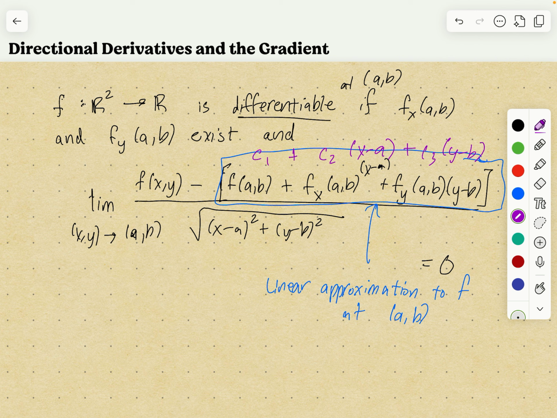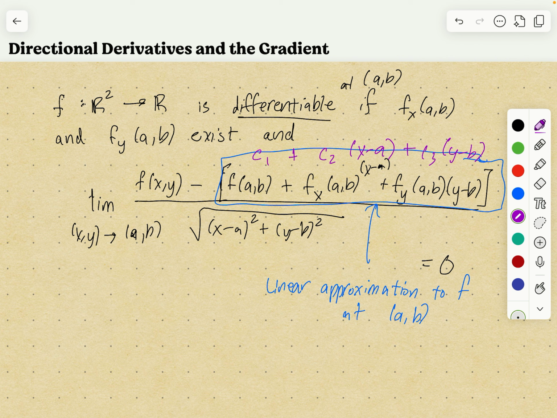Okay, so the idea is that the difference between f of (x, y), your function, and the linear function, it's not just that the limit of that difference goes to 0. It's the limit of the difference divided by the length of the vector from (a, b) to (x, y) goes to 0. That quotient goes to 0.